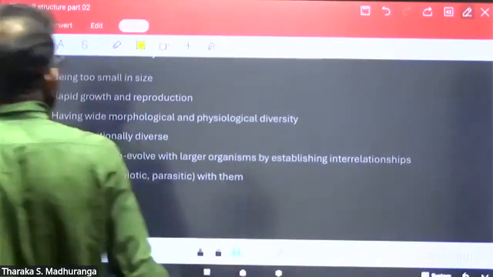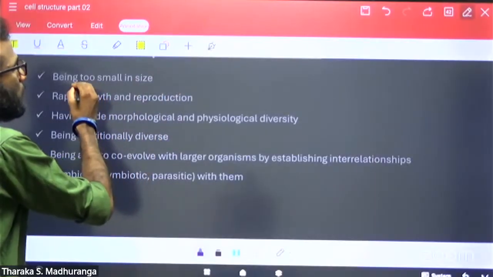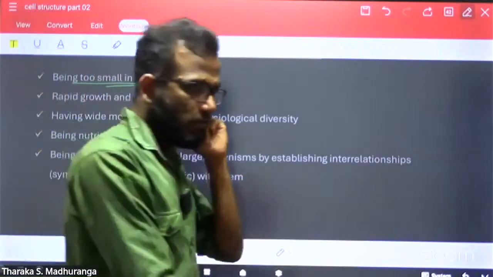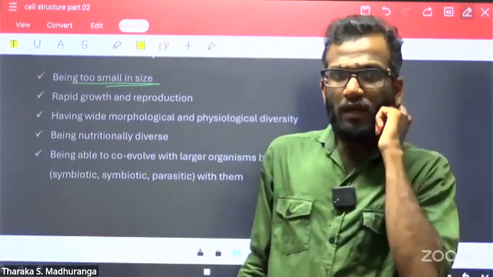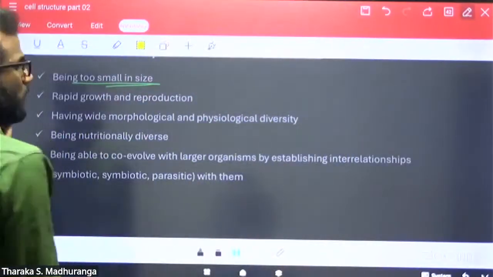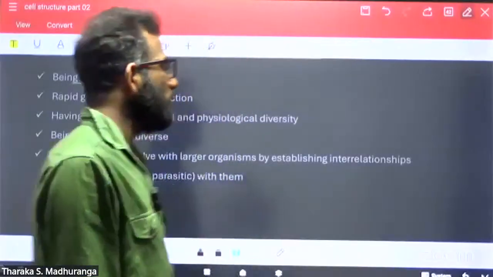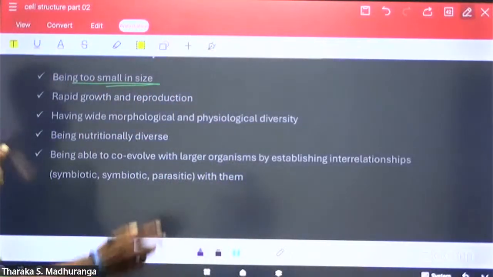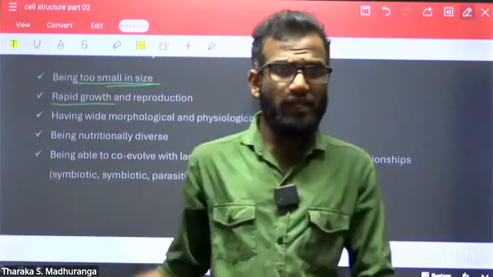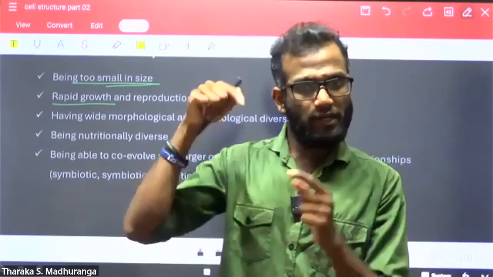The first reason is they are very small in size. That's the first reason. We will discuss them one by one. Being very small in size, they can live in abnormal conditions as well. The other thing is they have a rapid growth rate. This is an exam question. This is the first point that came in the exam.